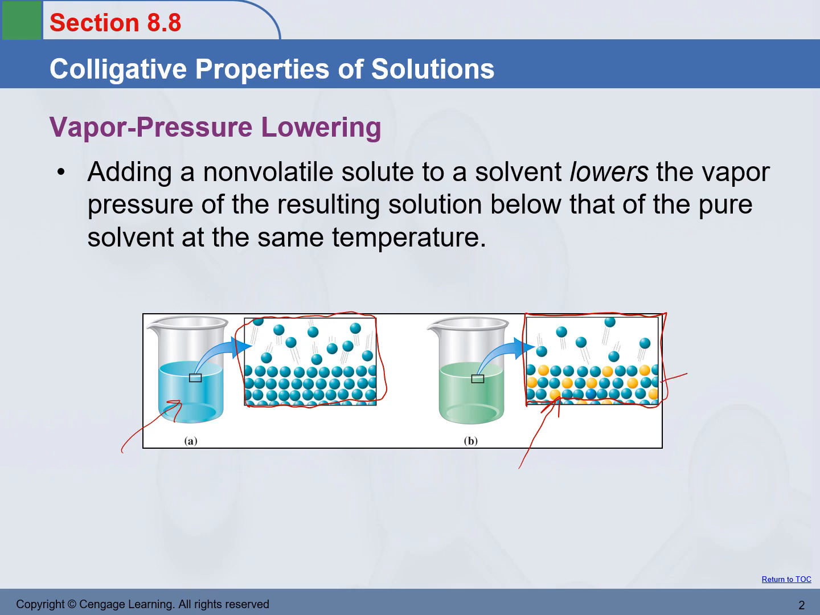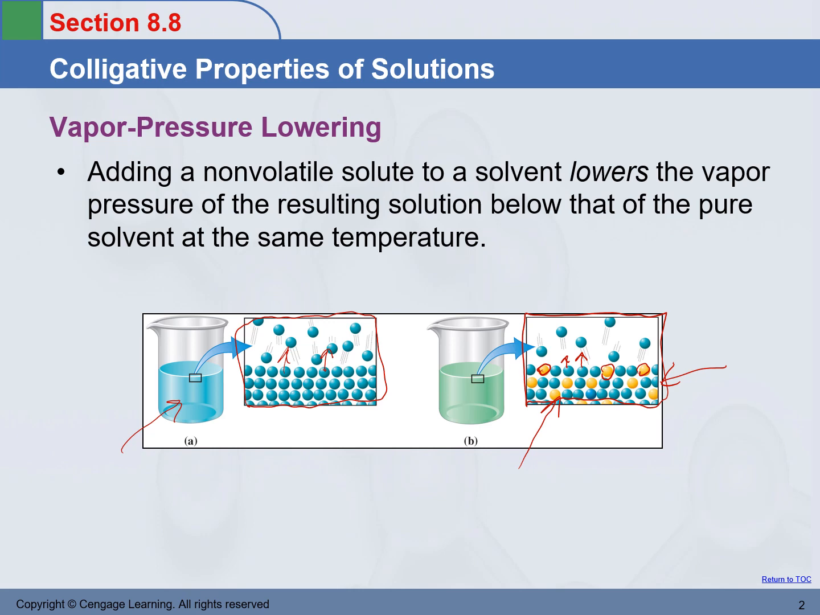Now, in the case of a solution, some of the surface area will be occupied by solute particles. As a result, at any given time period, there will be fewer solvent particles evaporated than from the pure solvent itself. Or we can claim the rate of evaporation is faster in pure solvent than in the solution.